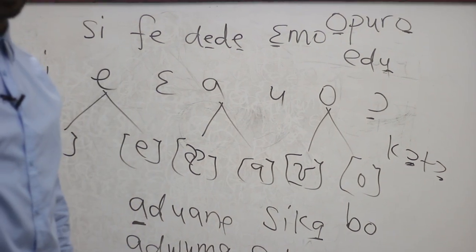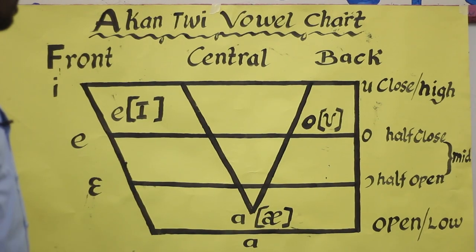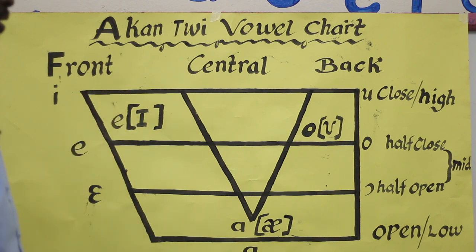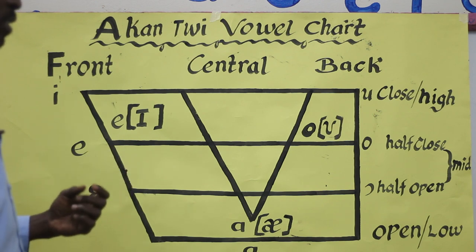Now let's move on to the chart. So this is the Akan Twi vowel chart, and as I said earlier, we have 10 vowels phonetically, and these vowels are classified based on the extent to which the tongue is raised. They are also classified based on the part of the tongue that is raised.